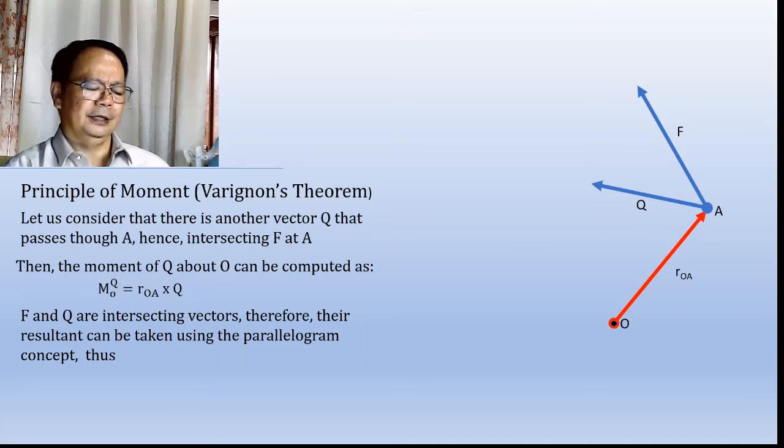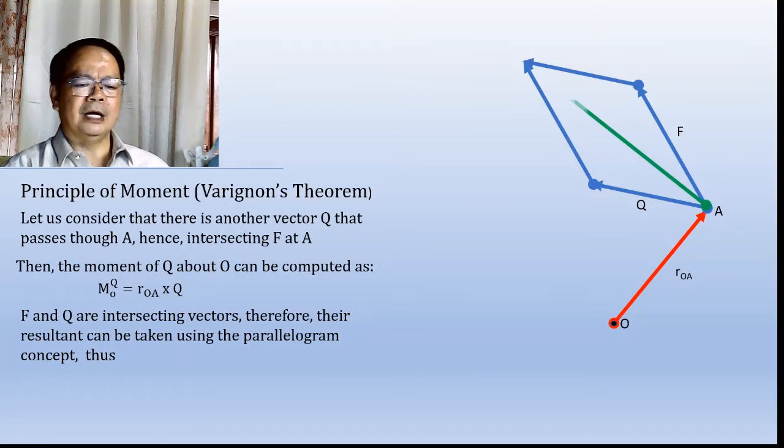And therefore, the resultant can be taken using the parallelogram concept. Now let us try to show that resultant by drawing the parallelogram. Imagine that we have here a line parallel to F and another line parallel to Q. Therefore, the diagonal of that parallelogram is our resultant. Now, the resultant is taken as the sum of F and Q, and vectorially, this is represented by R equal to F plus Q.